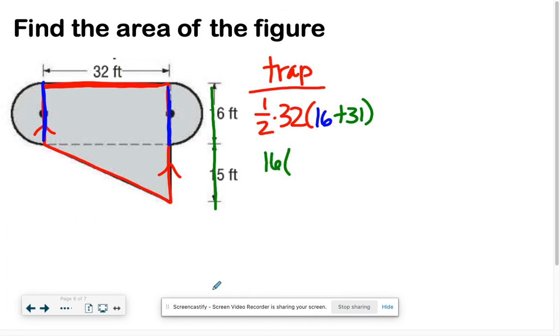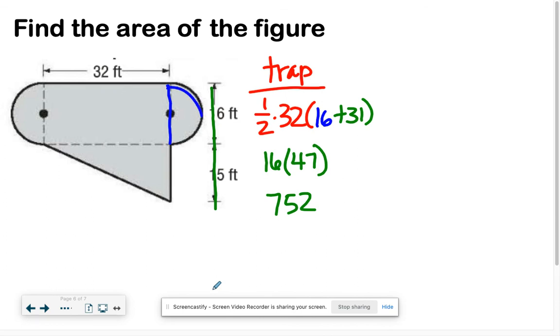Half of 32 is 16. 16 plus 31 is 47. I didn't do this one in my notes, and I don't know what that is off the top of my head. So let's see. 47 times 16 is 752, folks. Good job.